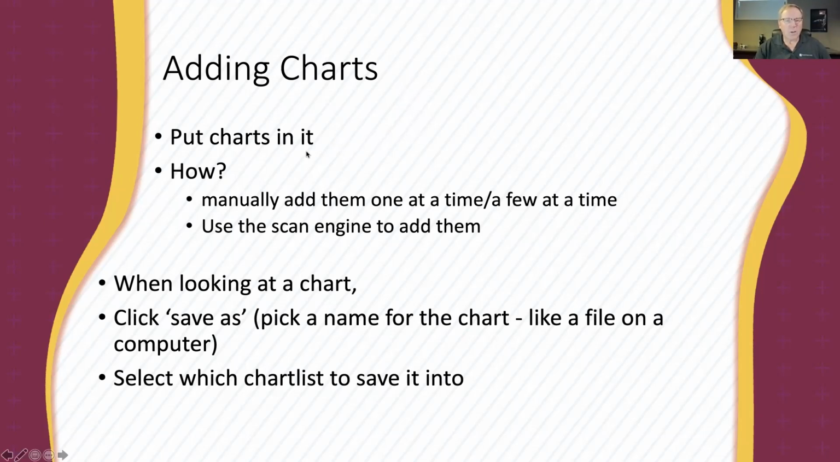So adding a chart, you're going to put charts in it either manually or one at a time, or you could use the scan engine to add them. Lots of different ways to go about that. In half an hour, I can't possibly get into all of that, but I'll show you how to put the charts in. So when looking at a chart, you're going to click Save As, pick the name of the chart, like a file on a computer, and then select which chart list to save it into, which is like the folder on the computer.